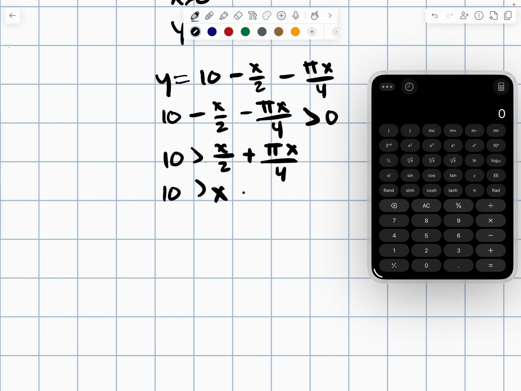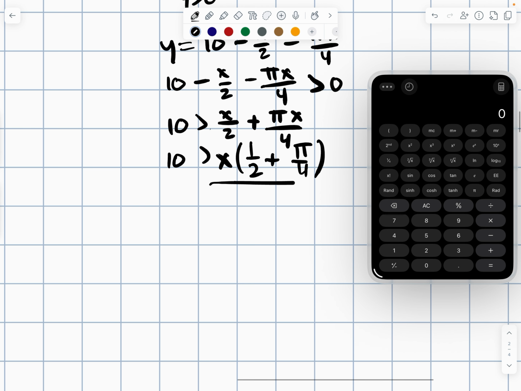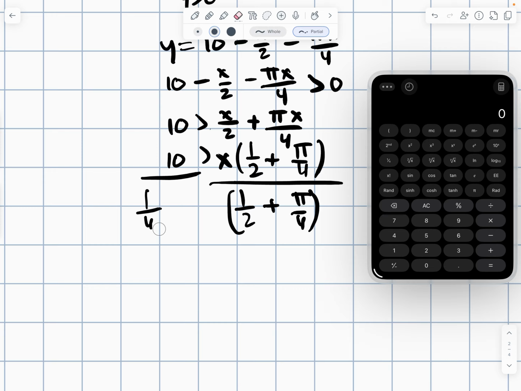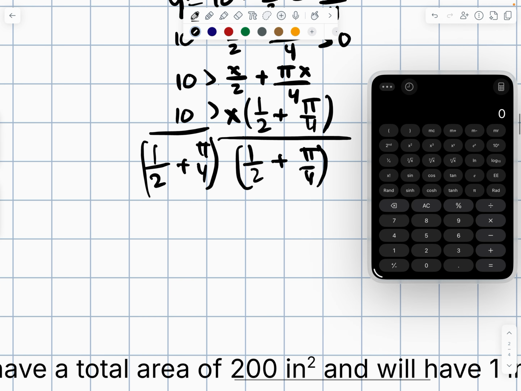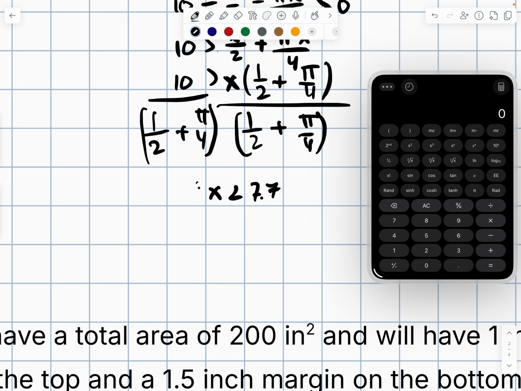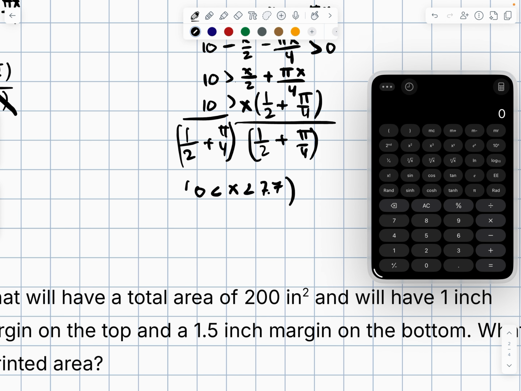Okay, and the x will be isolated, so 1 by 2 plus pi by 4. When we divide on both sides, let me actually just divide up both sides, 1 pi by 4. You're going to end up with x is less than 7.7, right? And then since we know it's greater than 0, it's going to be greater than 0. You're going to get that as your restriction.